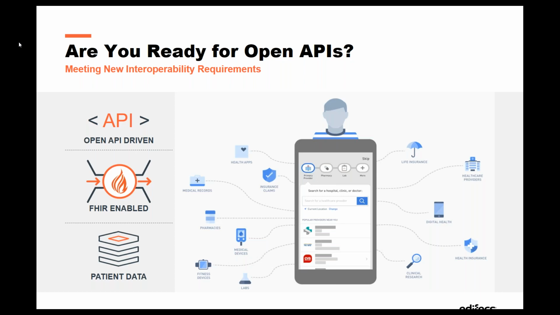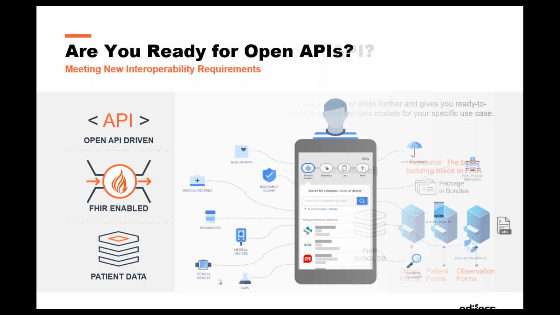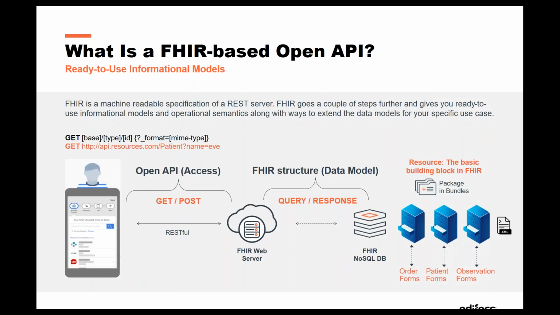Now, I'll quickly go into what this would look like from a user's perspective, right? What is this FHIR-based API? It's a ready-to-use information model, right? FHIR is that machine-readable spec that uses RESTful calls or a REST server. FHIR goes one step further, right? It's not just the access and how to call it. It really gives you the informational model of how it's stored, and then the semantics to go along with that.